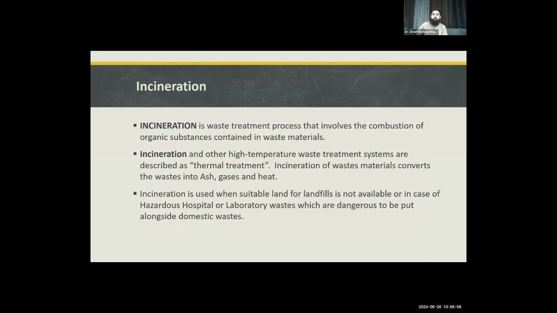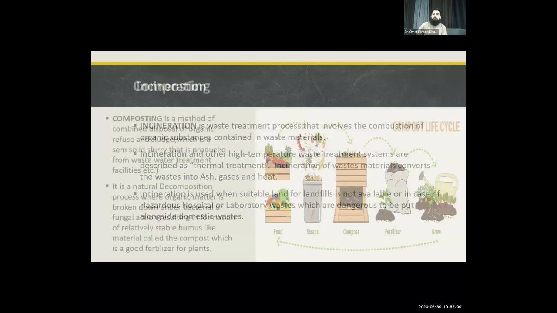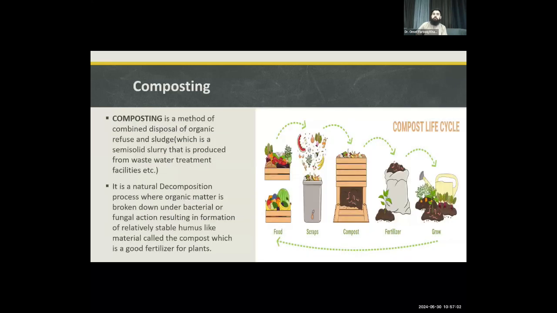Next slide, please. Incineration is used when suitable land for landfills is not available, or in case of hazardous hospital or laboratory waste, which is dangerous to be put alongside domestic waste. So we incinerate such hazardous waste instead of putting it into the landfills.